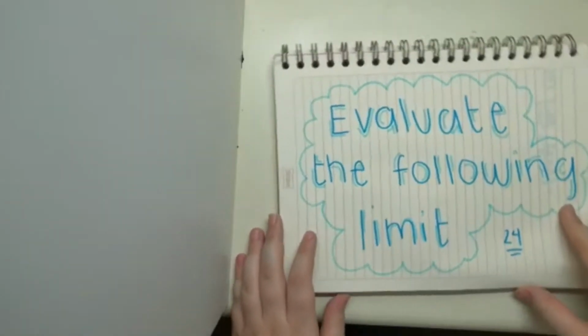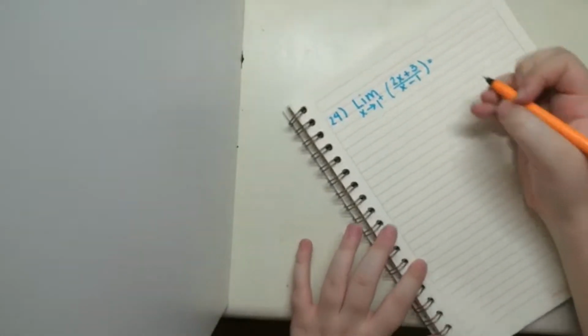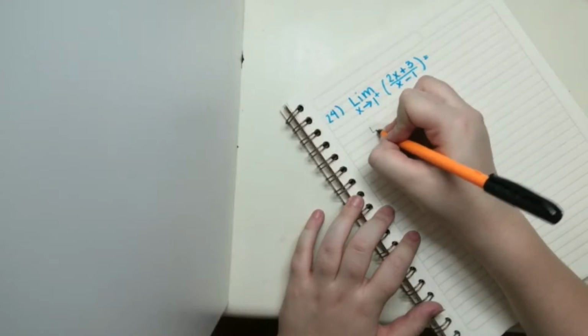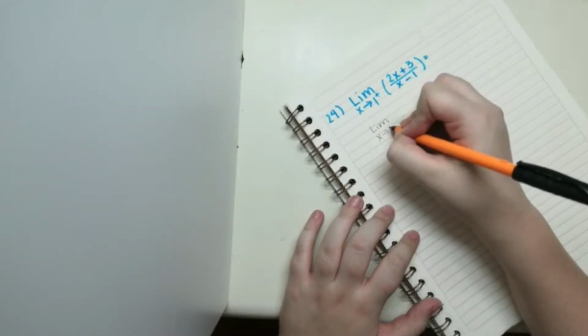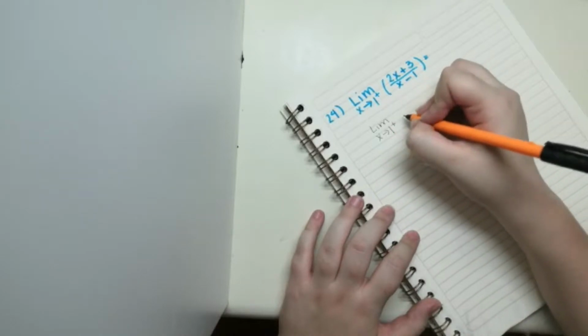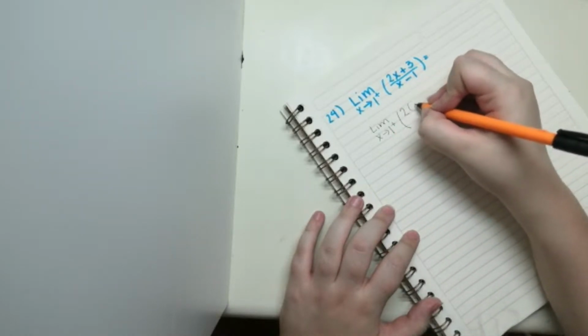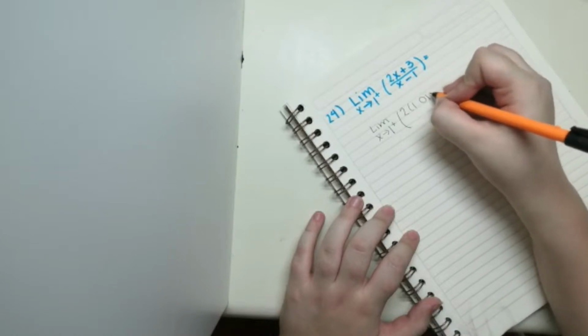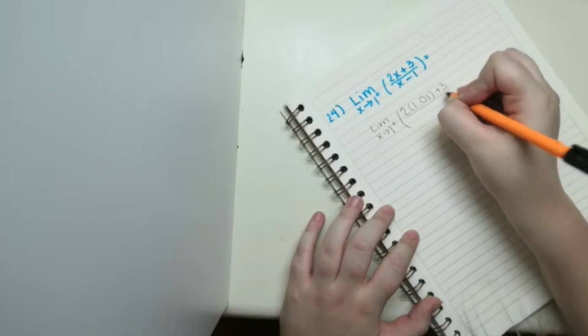The next problem we're going to be answering is number 24. Evaluate the following limits. And this is the limit as x approaches 1 from the right side, and the function is 2x plus 3 over x minus 1. So the first thing we're going to do is plug in a number that's bigger than 1, for example 1.01, in every x that we have in the function.